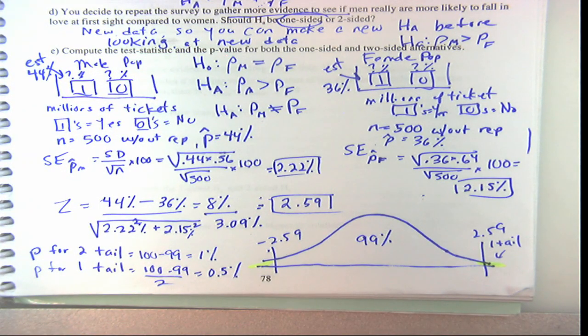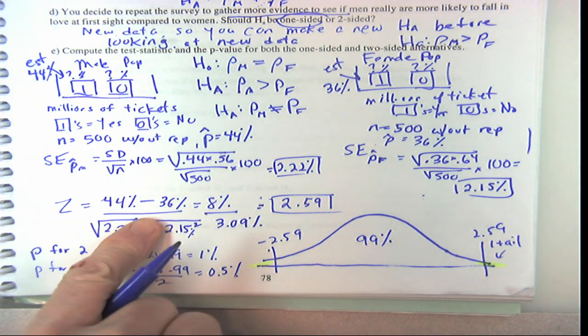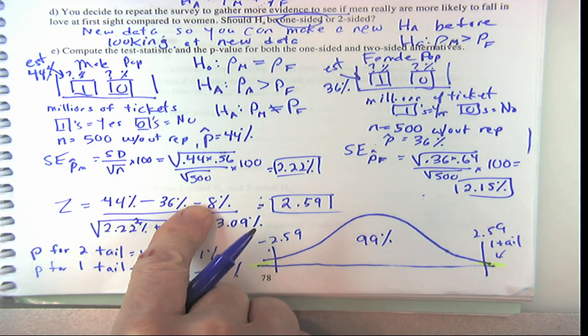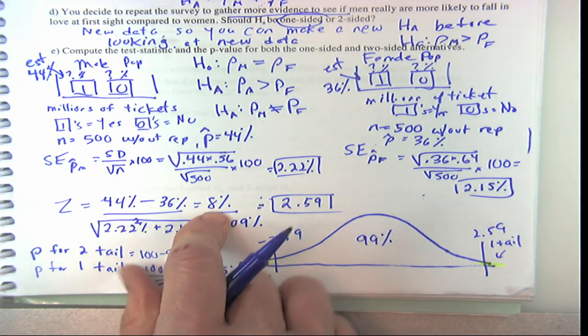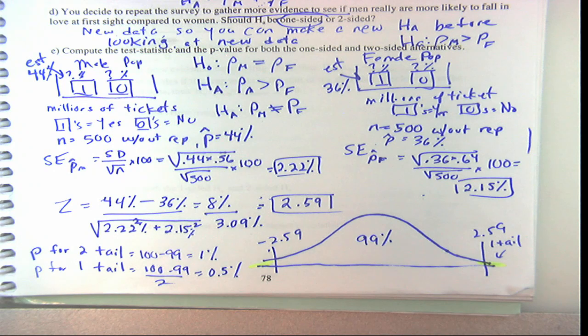Do you have a question back there, either one of you? Is it 44 minus 36 in that order because our hypothesis is that the male was bigger? Yes. It's in this direction because our hypothesis is that the male was bigger. If it was the other way, it would go in the other direction. Okay, thank you.